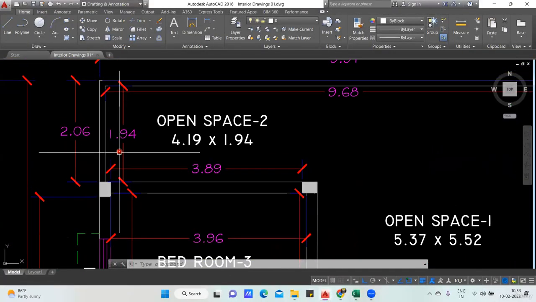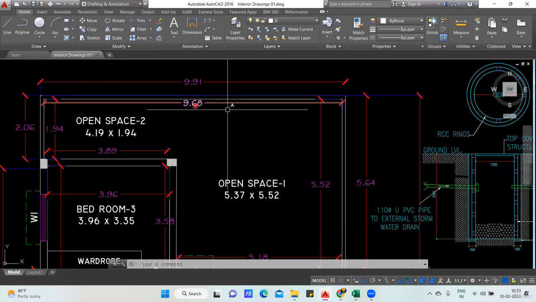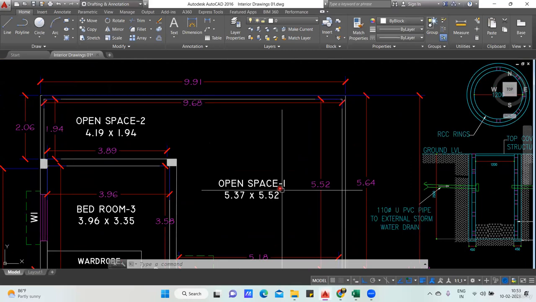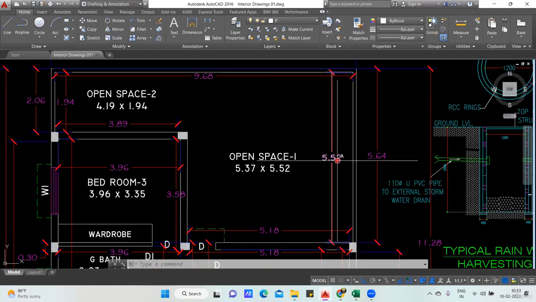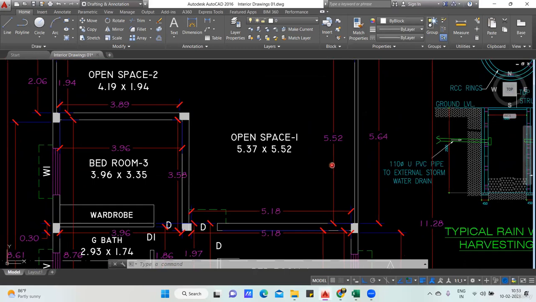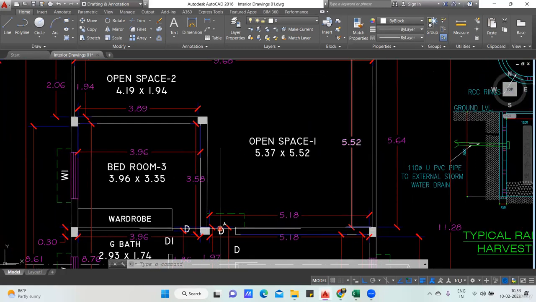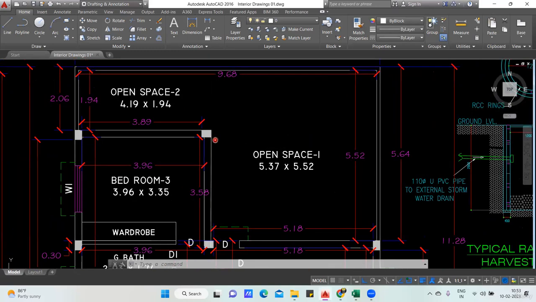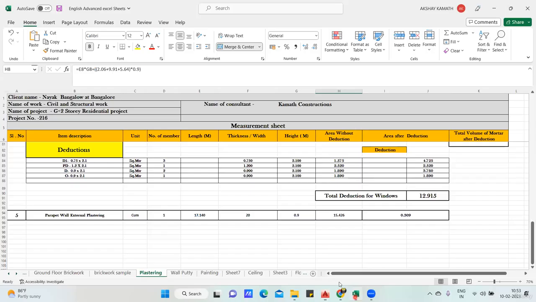So what is the plastering area? This length from here to here, how much is it? 1.94. Then from this inside to this inside, you'll do the plastering again, which is 9.68. And then from this inside to this inside, you'll do the plastering, which is 5.52, right? Along with that, one more thing we missed. This portion also you'll do the plastering, this portion also, and this portion also. So a lot of things have to be added, right? We'll do that one by one. I think I missed that part also in this. No problem, I'll add it.